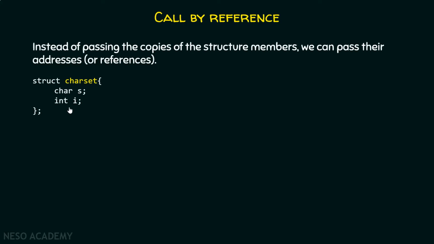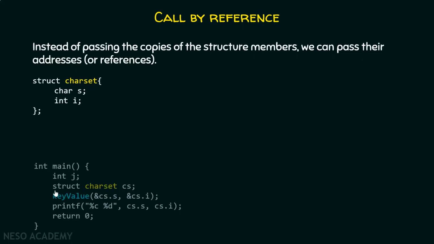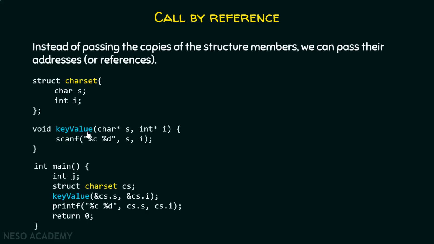Similarly, I want to create my own character set. So I have created this char set structure which consists of these 2 members. Now here you can see the main function I have declared. Within this main function, I have created a variable of type char set, and I want to pass the addresses of these members to this key value function. And here is the declaration of this key value function. It consists of 2 parameters. One is a pointer to a character and the other one is a pointer to an integer.